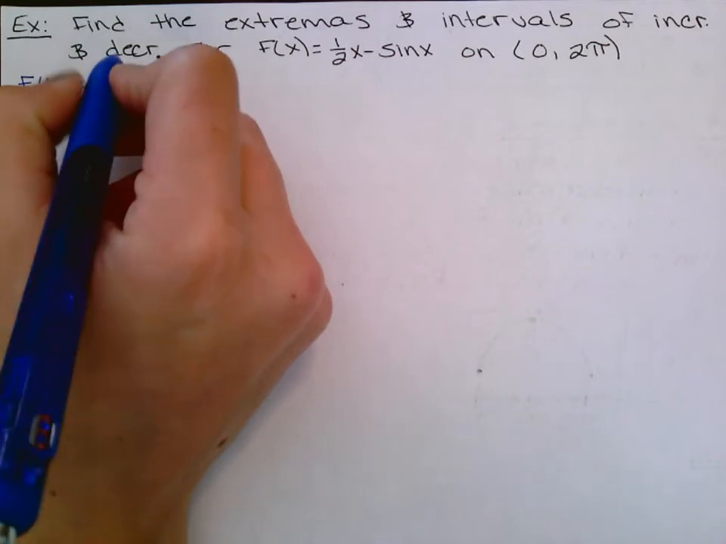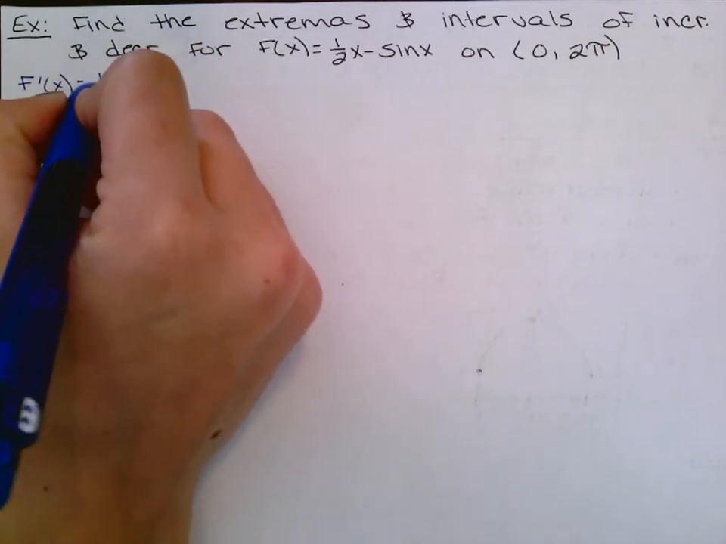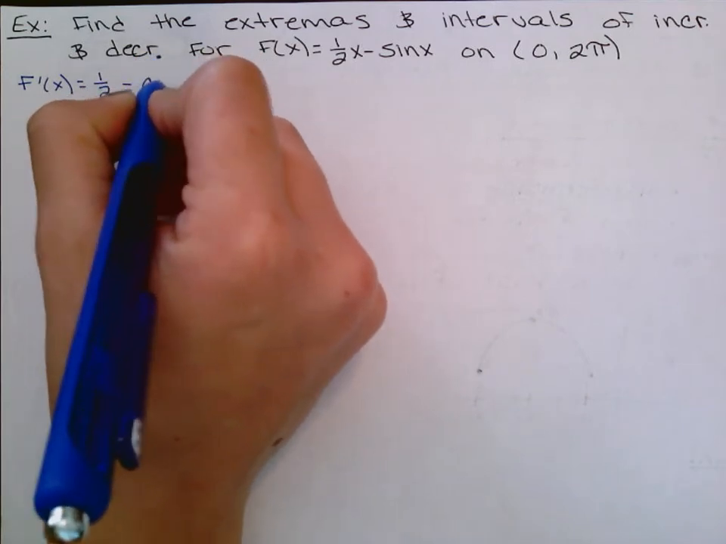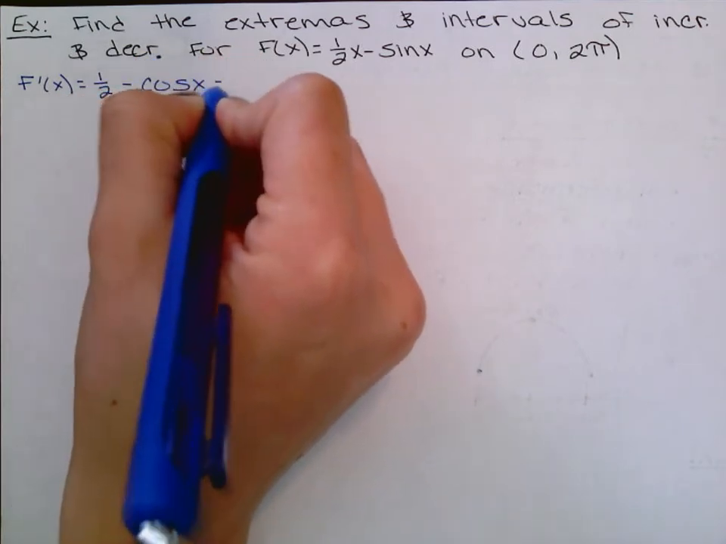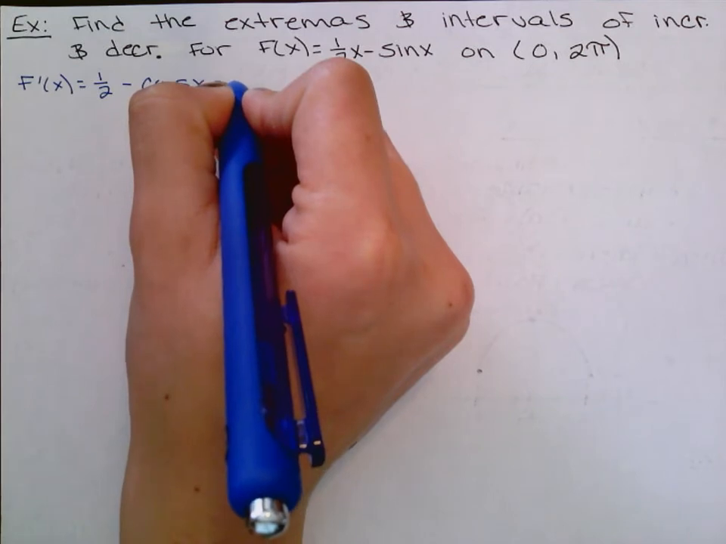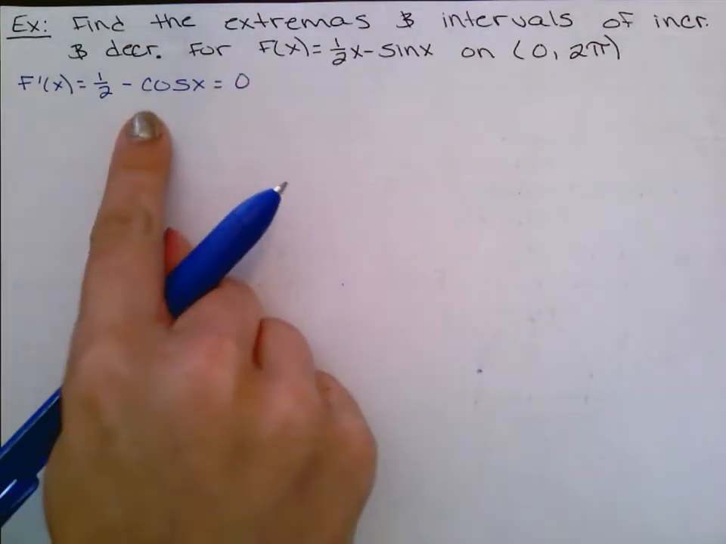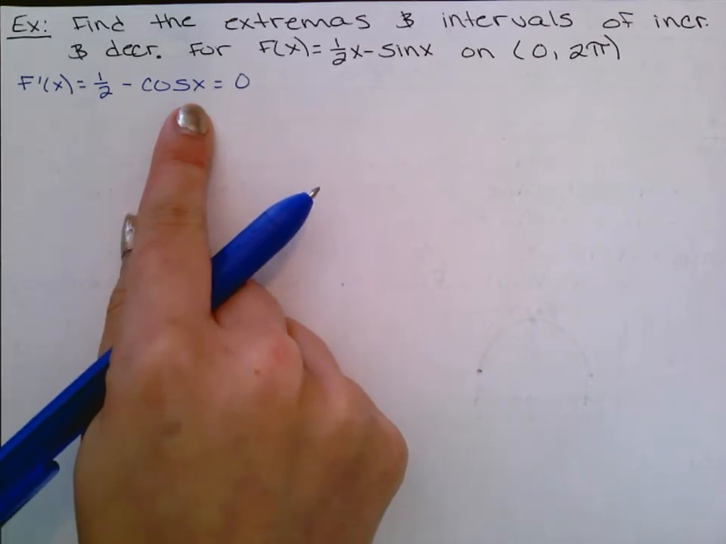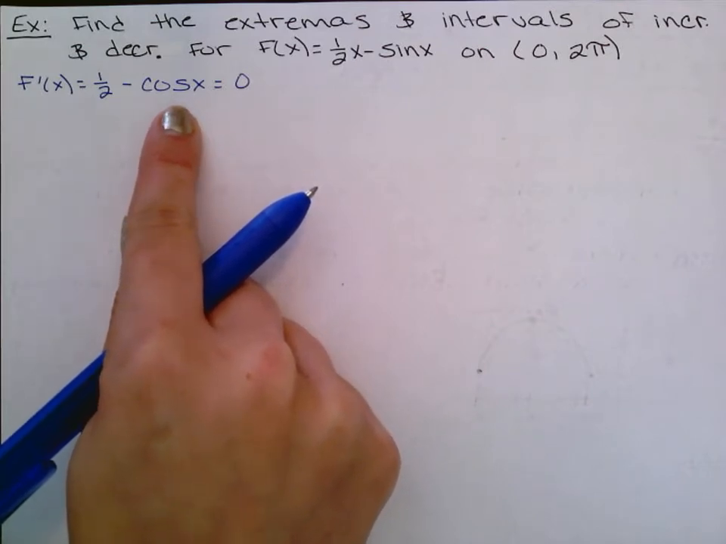The derivative of half x is just half, minus the derivative of sine of x, which is cosine of x. All right, so now we're going to set that equal to 0. Solving for x when you have trig functions, in case you forget, is from the pre-cal lesson, I believe it's 4.7. Make sure you go over that. This does come up in the AP test.